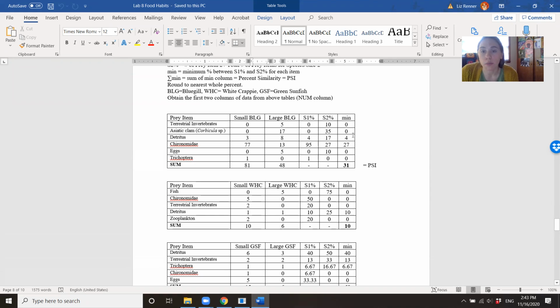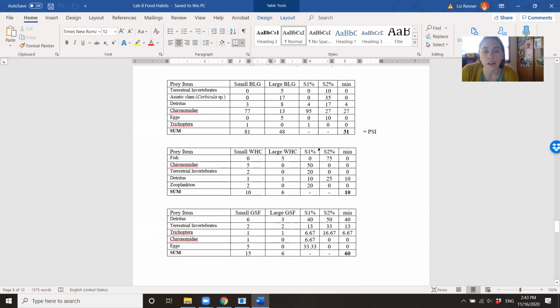4 and 17, and then would be 4. 95 and 27, and then would be 27. 0 and 10, the minimum would be 0, and then of 1 and 0, the minimum would be 0. And so our low golf score is going to be a grand total of 31 for that PSI.